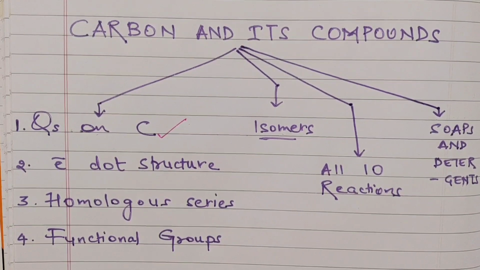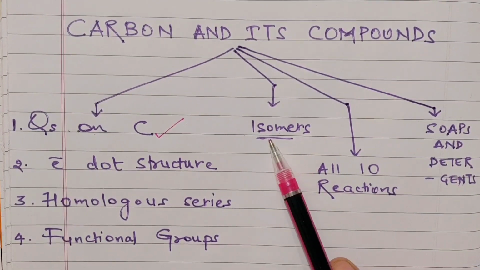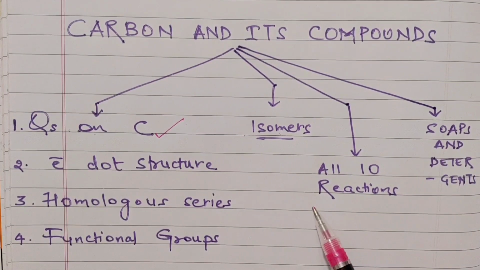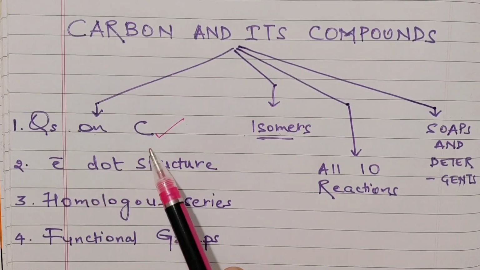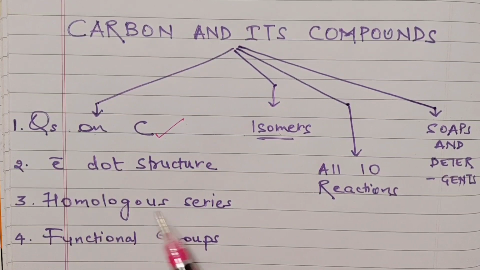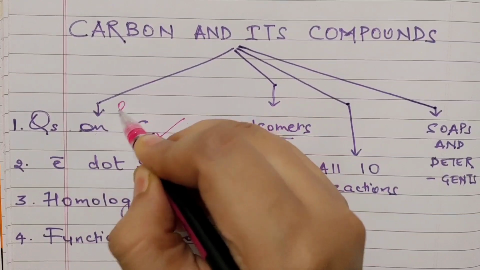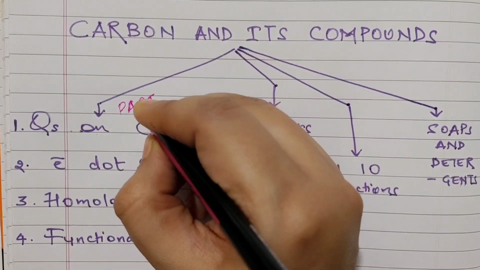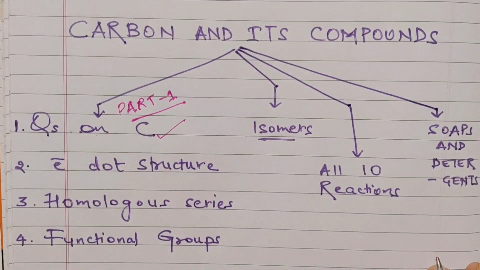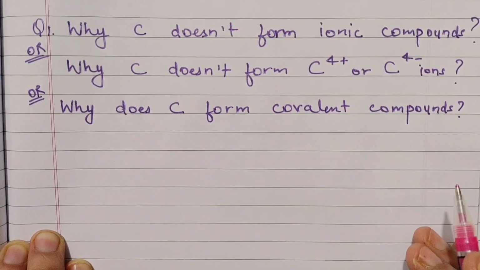Nidhi Banga. Today we will be talking about chapter number 4, Carbon and its compounds. In this chapter, I've already made 3 videos. There is a video on isomers, all 10 reactions of the chapter, and soaps and detergents, right? So in today's video, I'm going to focus on questions on carbon, all the reasoning questions, then electron dot structures, homologous series, and functional group. So today is part 1 of carbon and its compounds. After that, I'm planning to make one video on competency-based questions also. So let's get started. Okay, let's begin with reasoning questions based on carbon.